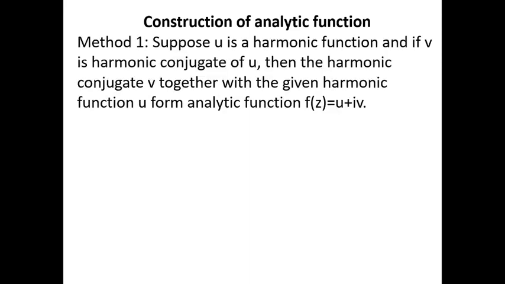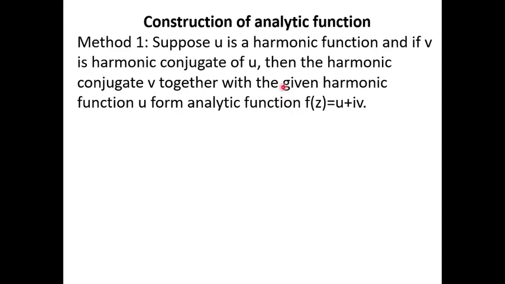One method we already discussed in the previous session. Suppose u is given, then u is a harmonic function, then we find the harmonic conjugate. That harmonic conjugate is nothing but v. After finding v, how to find v? By using the total derivative formula. Total derivative of v is dv is equal to dou v by dou x into dx plus dou v by dou y into dy. By using that formula, we find the v value. Here u is given, and by using the given data, we find v. Then f of z is u plus iv. This is called an analytic function. This is method 1.